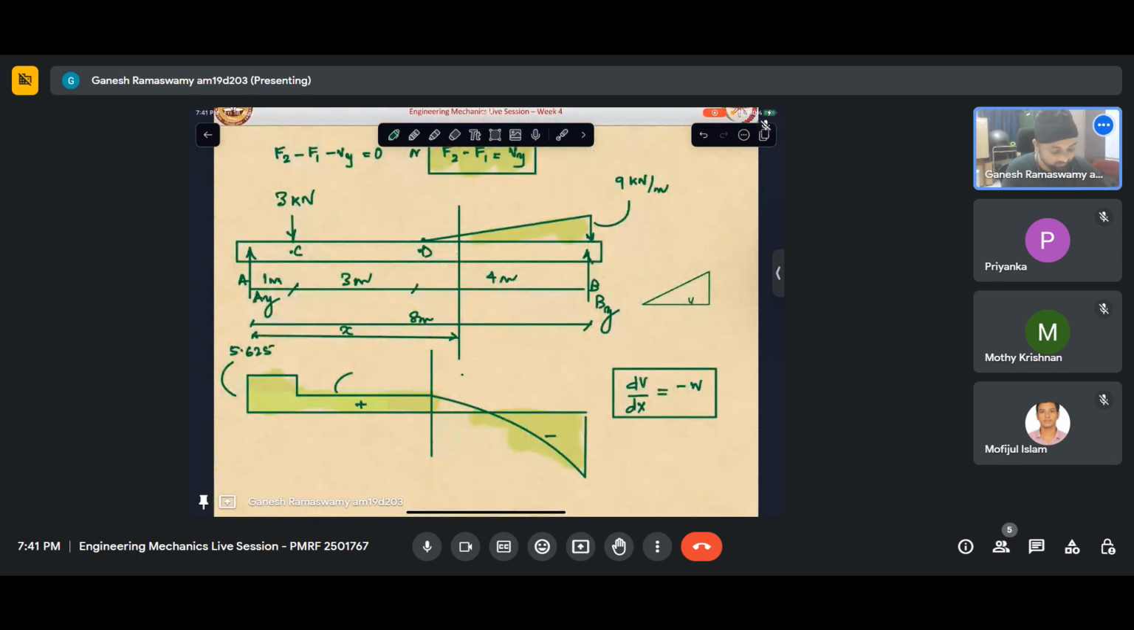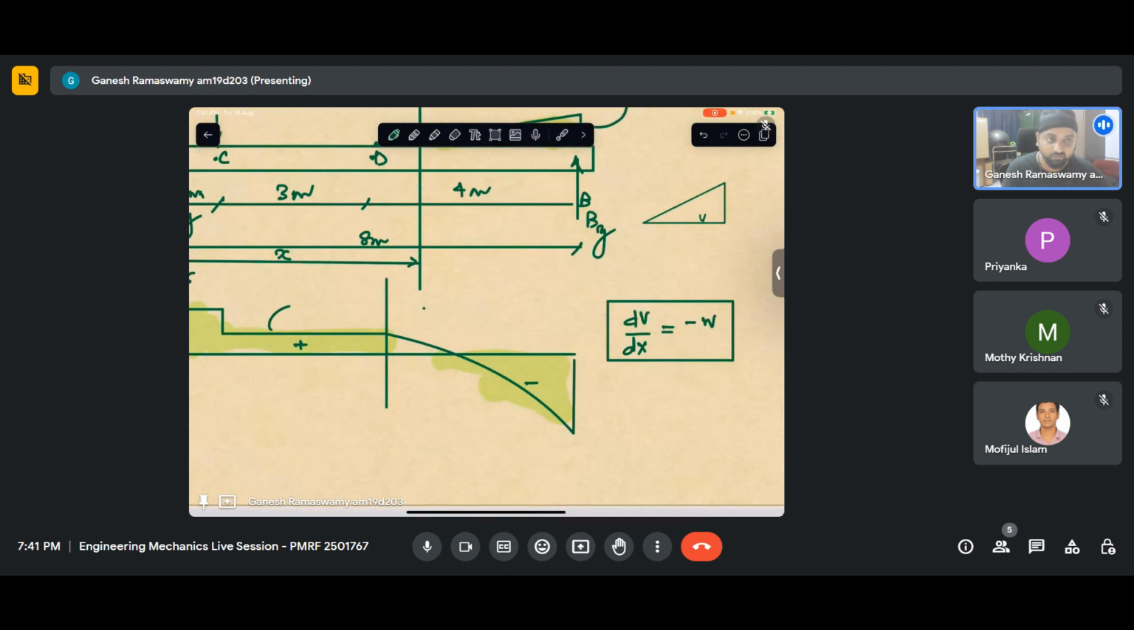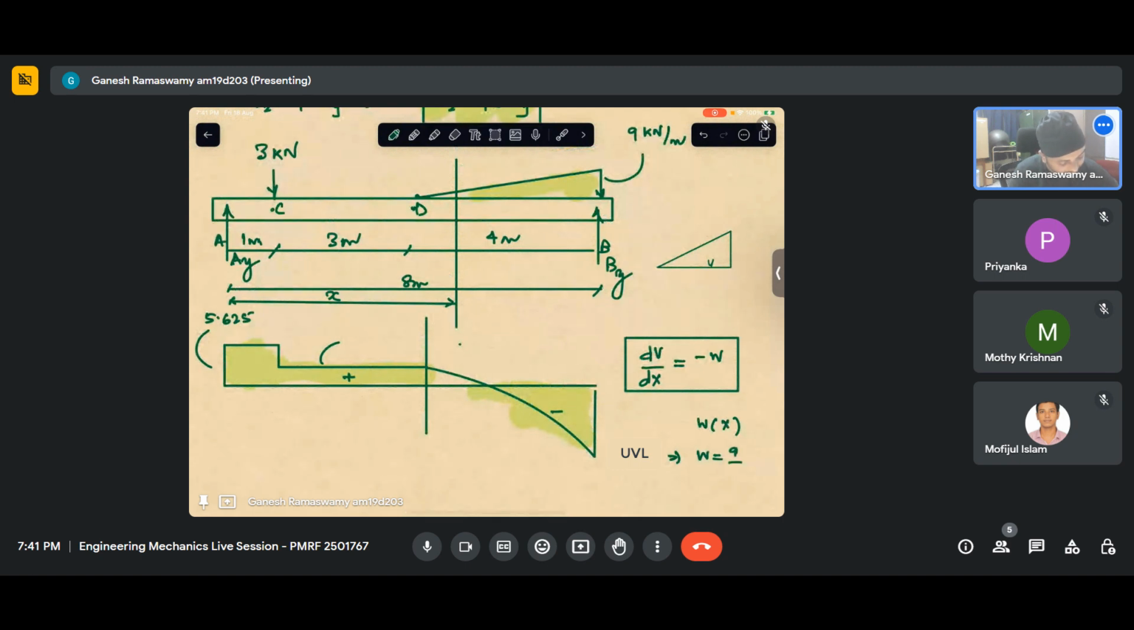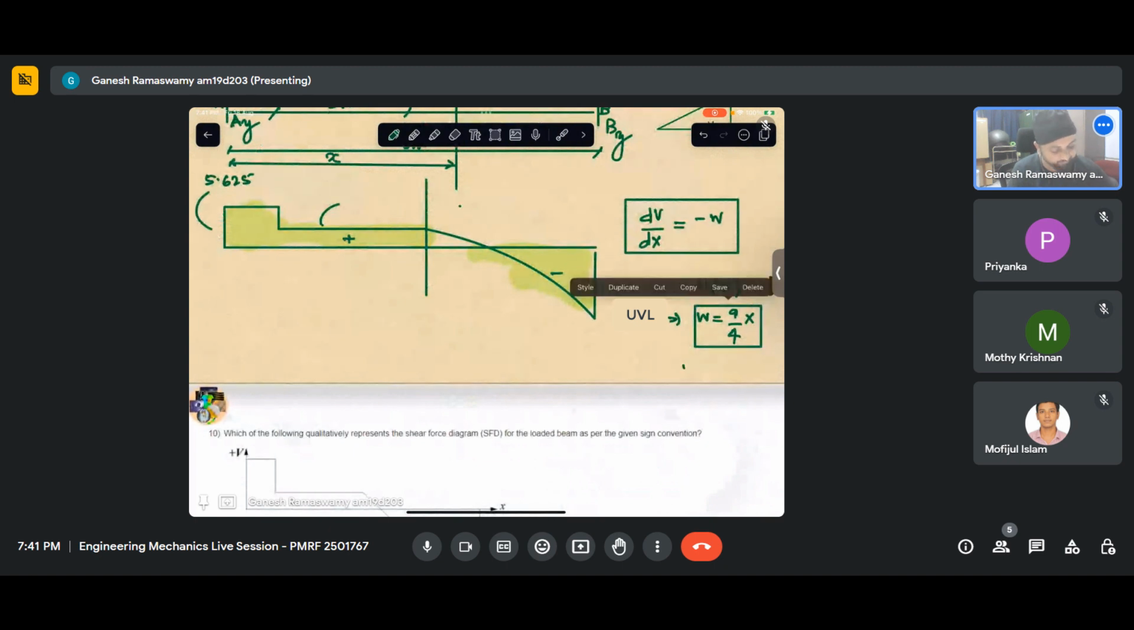So far, so good. But W is a function of x. In the case of a UDL, W is a constant function, essentially. It doesn't vary with x. Whereas in the case of a triangle, W is a linear function of x. W is essentially equal to 9 by 4 x. This is our W, because we can see that it's a linear function.